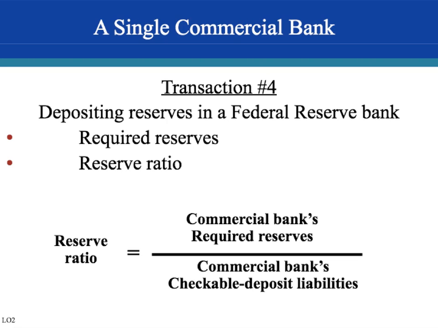So if the reserve ratio, for example, is 10%, then if $100,000 is deposited, they have to keep a minimum of $10,000 as required reserves. Can they keep more? Yes. Can they keep less? No. Okay, so the reserve ratio is the commercial bank's required reserves divided by the commercial bank's checkable deposit liability. So if the reserve ratio is 0.1, then the bank has to keep 10% of deposits as reserve. If it's 0.2, then they have to keep 20% of deposits as reserves, and so on.